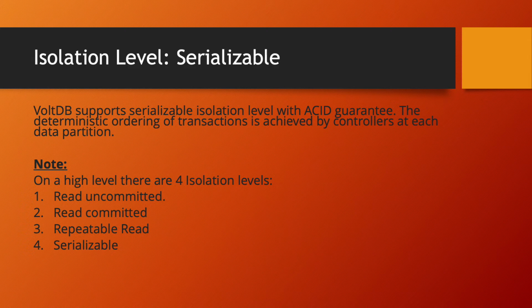Now you might wonder, what is the difference between repeatable read and serializable? In a repeatable read isolation level, new rows can be inserted into the dataset. In serializable isolation level, all the rows are locked for the duration of the transaction. No insert, update, or delete is allowed.